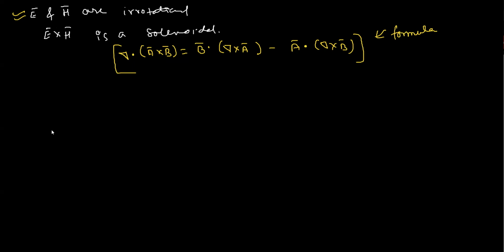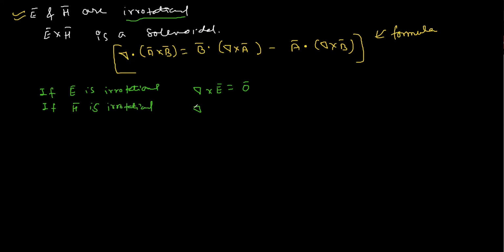Now tell me, vector is what? Irrotational. If vector E is irrotational, then you can say the curl, cross product, must be equal to vector 0, right? Yes. Vector E, similarly, if vector H is irrotational, cross product must be zero, right?